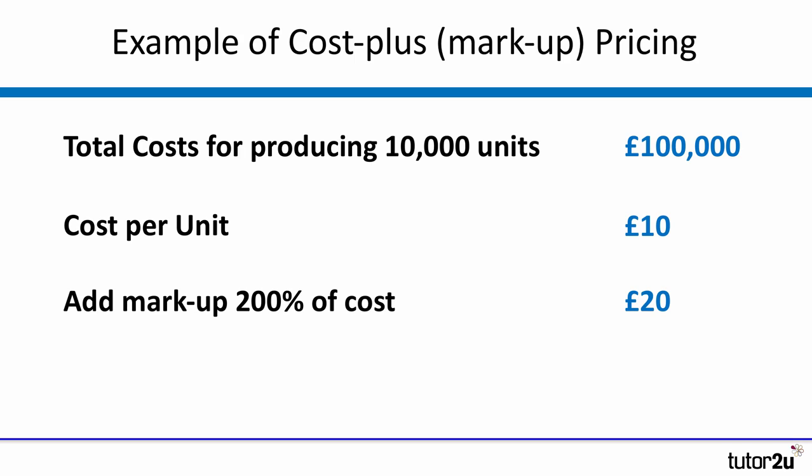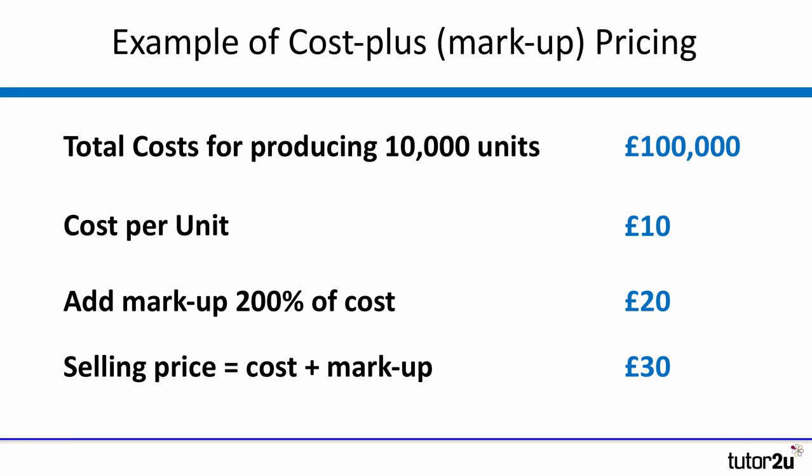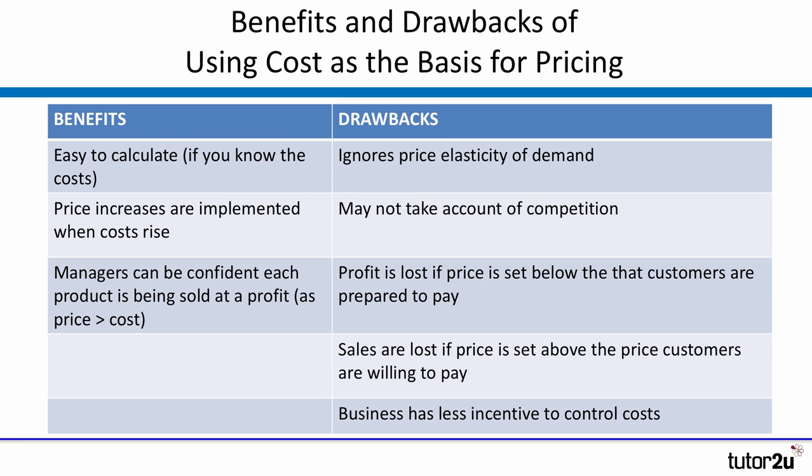If it's got a cost of £10, we may add a markup. We would use cost as the basis for setting the price. For example, we may decide to add a markup of 200% on top of the cost of 10, a markup of £20. Add the markup to the cost, and that gives you the selling price. Selling price is cost plus markup, £30. And we would know that if we sold that product for £30, it would be £20 more than what it costs to make. So there's an example of markup pricing.